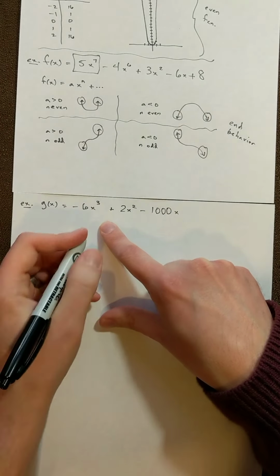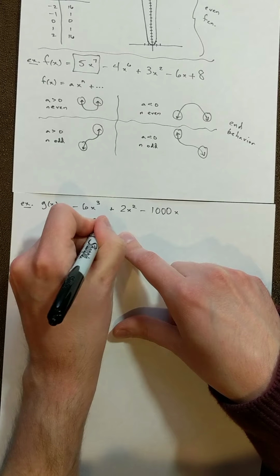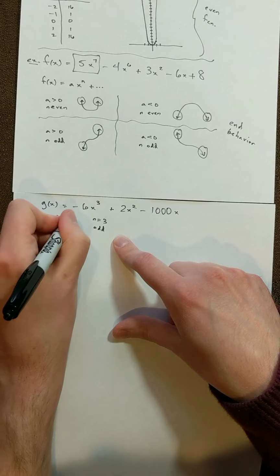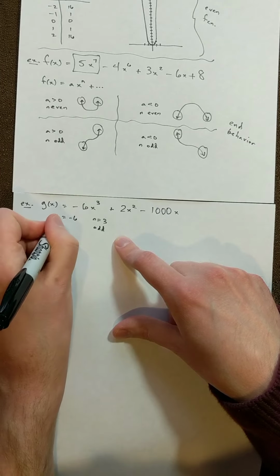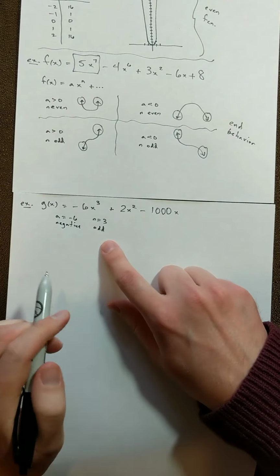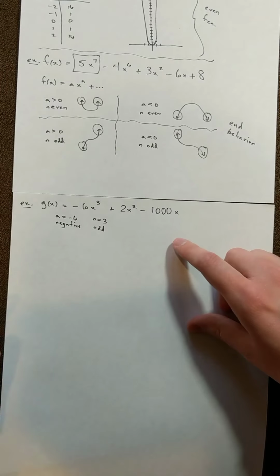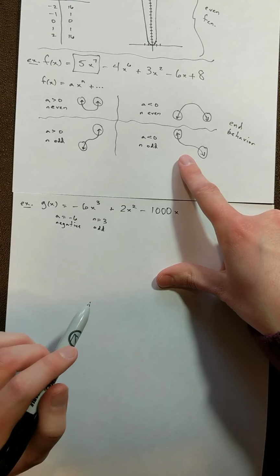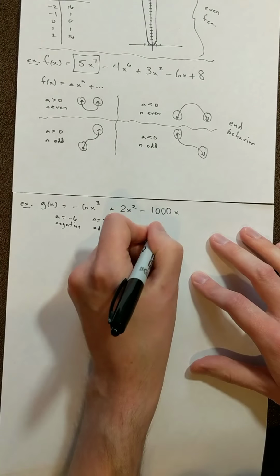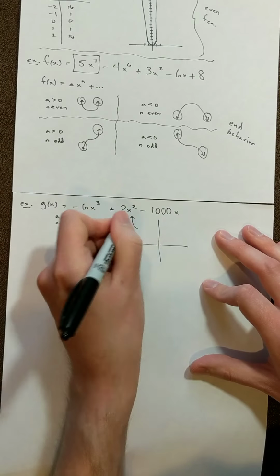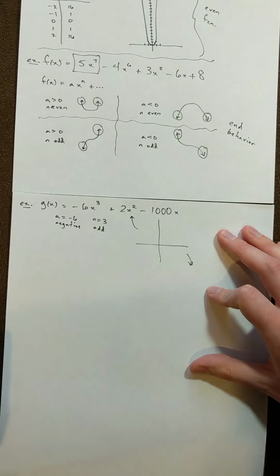N is 3, which is odd. A is negative 6, which is negative. And those two things put together, looking at our previous cases, A is negative, N is odd, means it's this upside down x cubed shape. And again, I'm not really sure what happens in the middle of the graph. I just know that eventually it's going to be heading up and to the left and down and to the right.